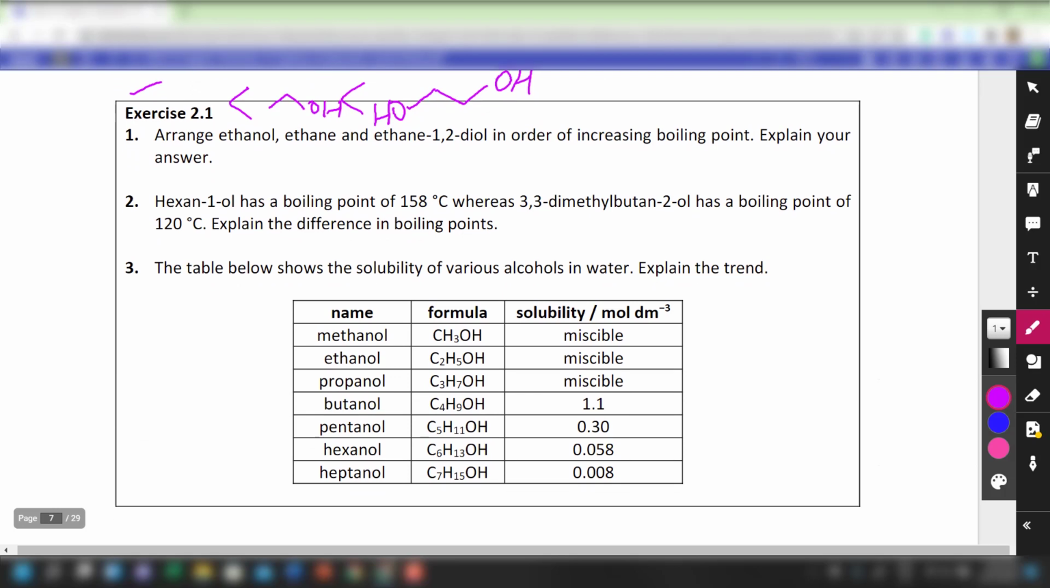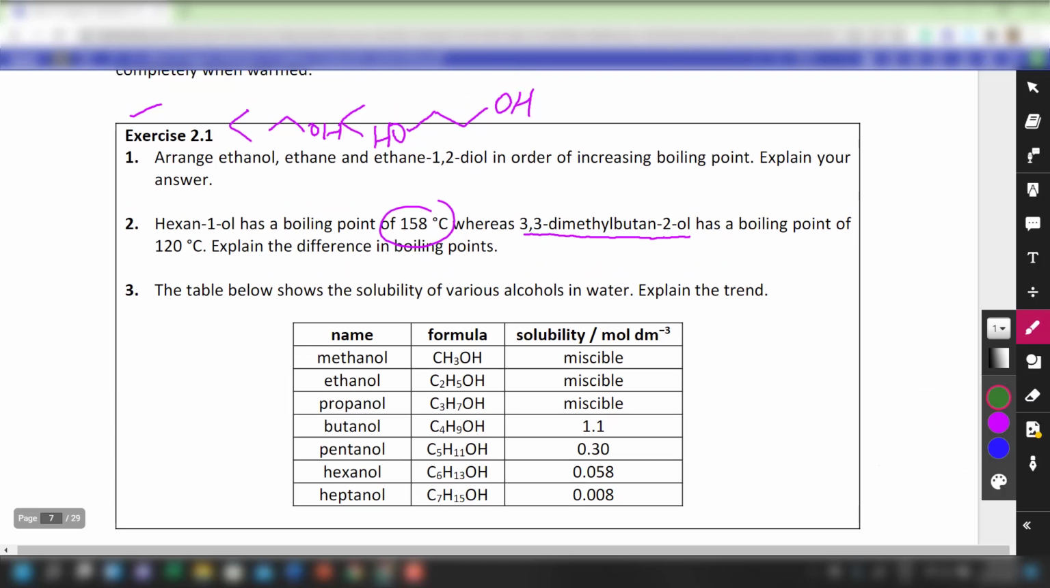Okay, so next, question 2, we have hexane 1-ol with a boiling point of 158 degrees Celsius. Then 3,3-dimethyl butane 2-ol has a boiling point of 120 degrees Celsius. So explain the difference. First, I think the easiest way to do this question is to sketch the structure out. So for hexane 1-ol, you'll have 1, 2, 3, 4, 5, 6. Okay, so like this. 3,3-dimethyl butane 2-ol will look like this.